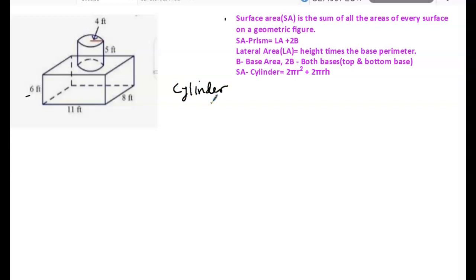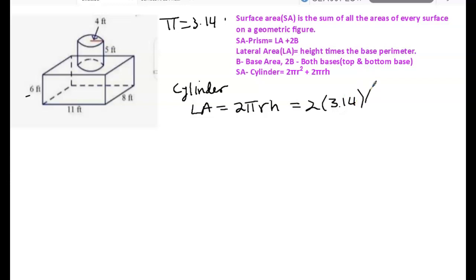So we are looking at the curved surface area, which is the lateral area, 2 pi rh. We are taking pi to be 3.14. So 2 times 3.14, the radius is 4, the height is 5. If we multiply, we get 125.6, and it's feet squared.